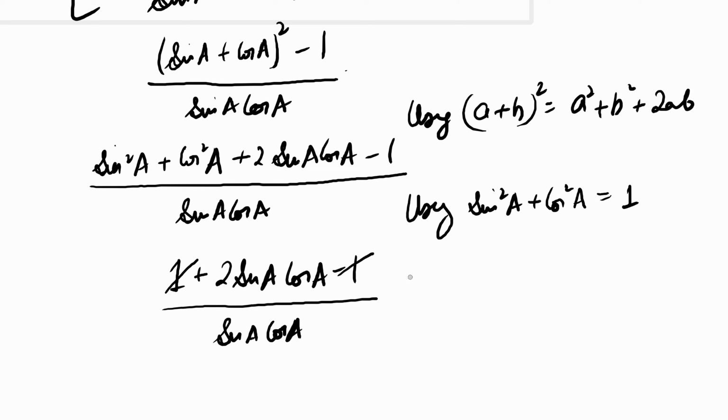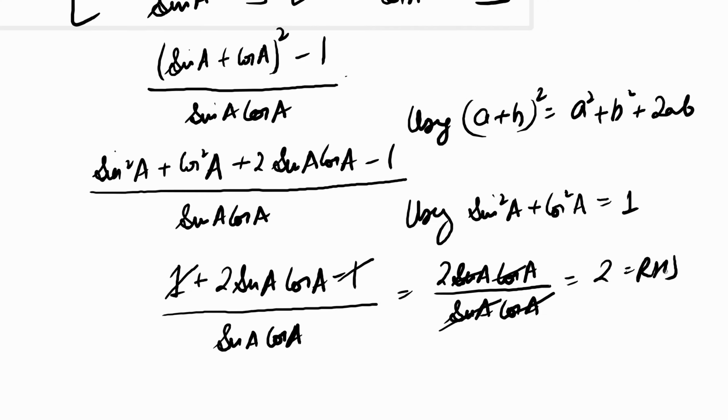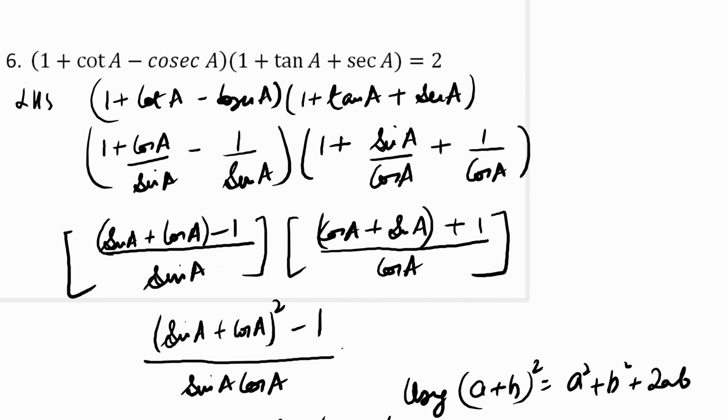These both will cancel out. This will become 2 sin A cos A, and in the denominator we have sin A cos A. This will also cancel out, and this will become 2. That is the right hand side. I hope you are able to solve it by yourself. Now let's move on to the next question.